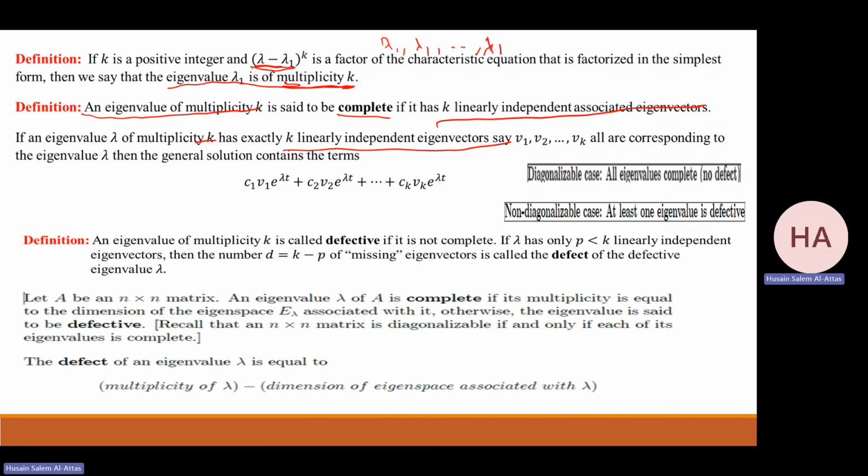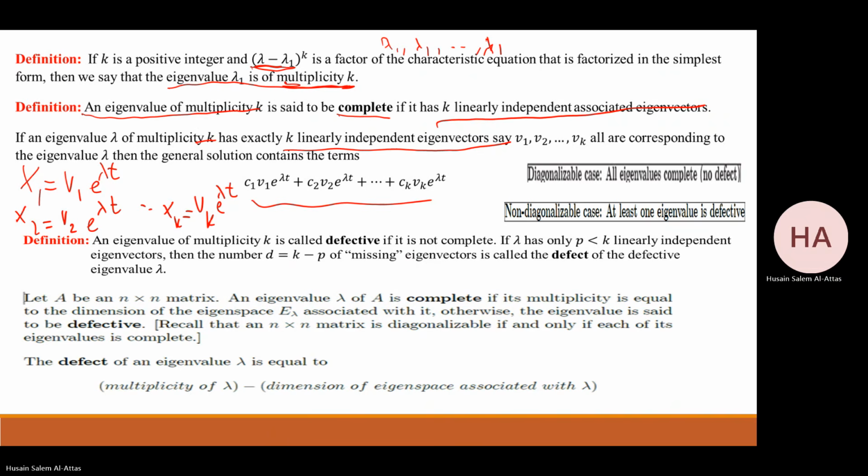Right away, like what we did in the real distinct case: K1 V1 e to the lambda t, the same lambda, K2 V2 e to the lambda t, since they are linear independent, until I reach Kk Vk e to the lambda t, and they can have their linear combination. By the way, if you have a diagonalizable matrix, then all eigenvalues are complete, no defect. What's the meaning of defect? I'll explain it later. Non-diagonalizable, at least one eigenvalue is defective.